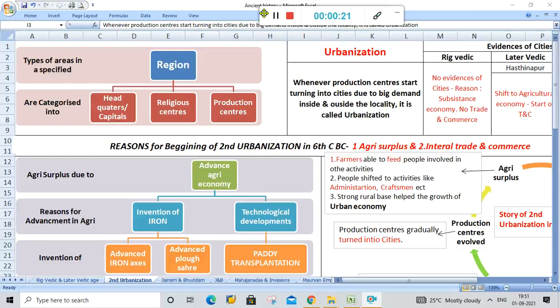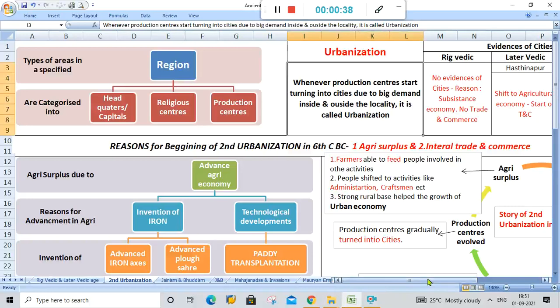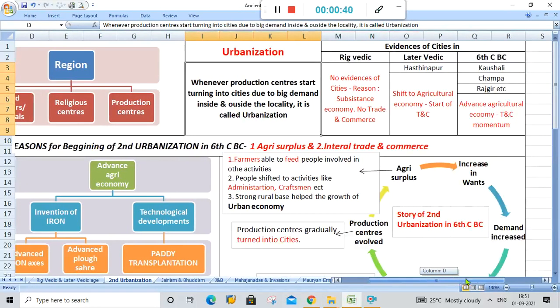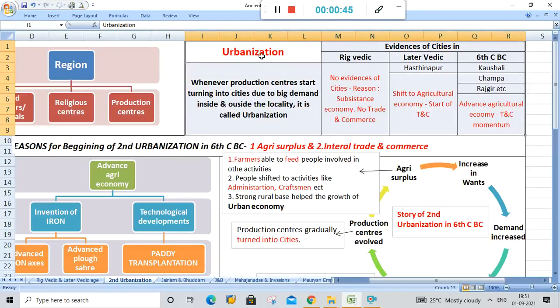So before knowing about Mahajanpadas, we have to get a background about how these Mahajanpadas are formed. Mahajanpadas are nothing but the kingdoms of ancient period. So let's move on to the lecture of today, that is background for Mahajanpadas. Background of Mahajanpadas is nothing but knowing about urbanization.